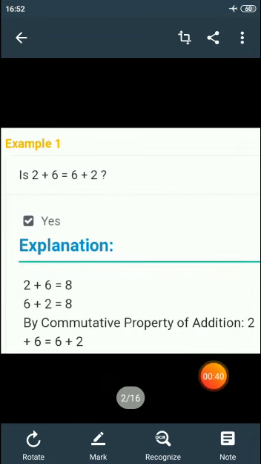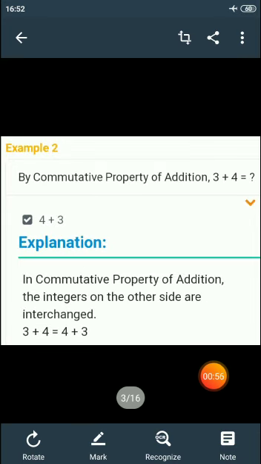See the examples. 2 plus 6 is also 8. 6 plus 2 is also 8 by commutative property of addition. So 2 plus 6 is equal to 6 plus 2. See one more example.